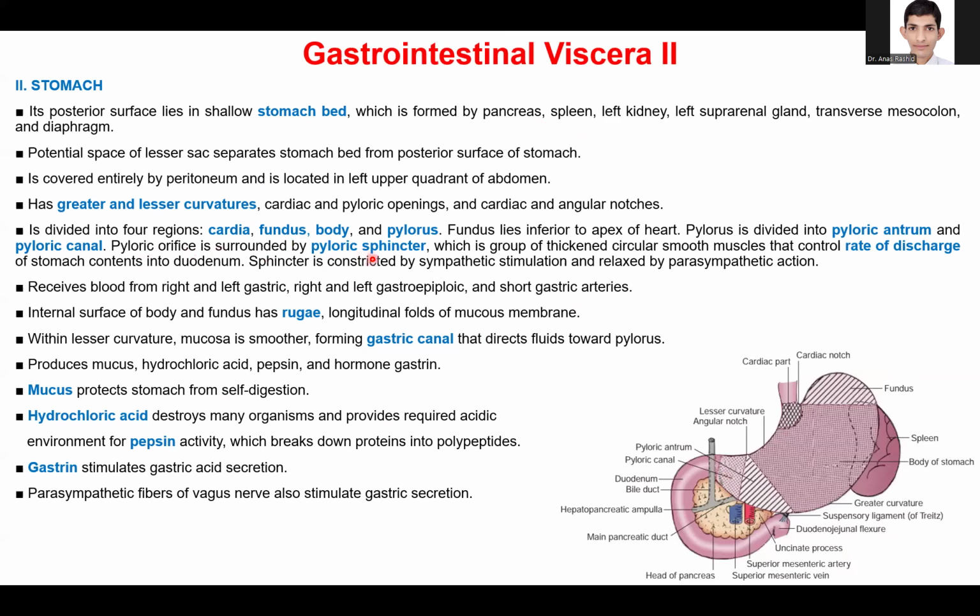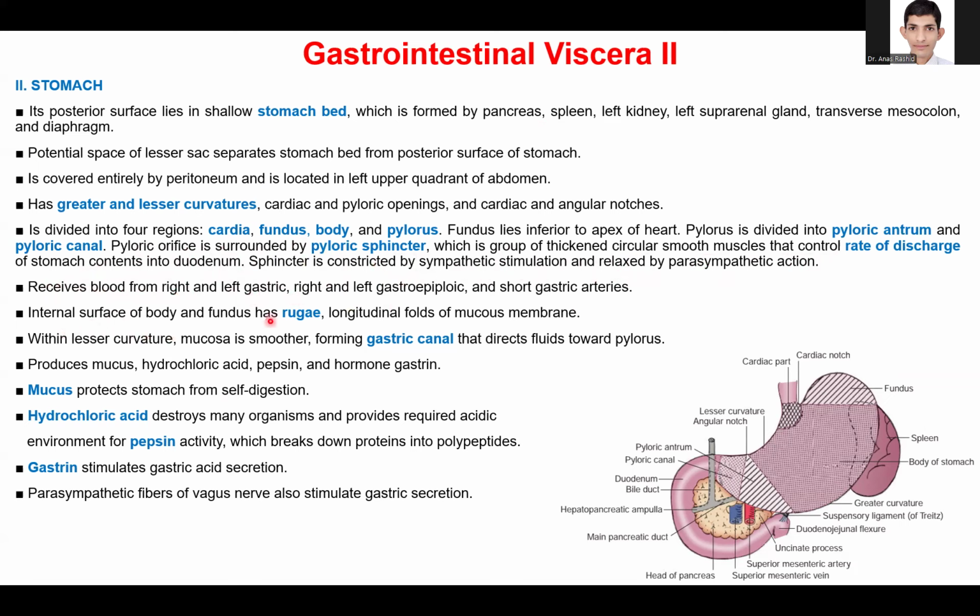The pyloric orifice is surrounded by the pyloric sphincter, which is a group of thickened circular smooth muscles that control the rate of discharge of stomach contents into the duodenum. The sphincter is constricted by sympathetic stimulation and relaxed by parasympathetic action. The stomach receives blood from the right and left gastric, right and left gastroepiploic, and short gastric arteries.